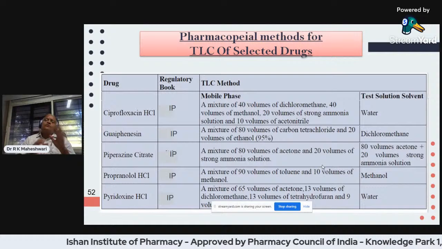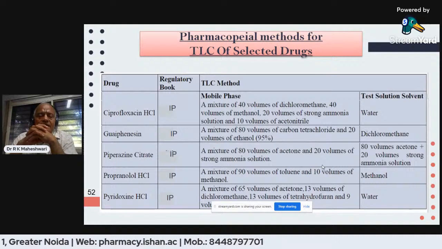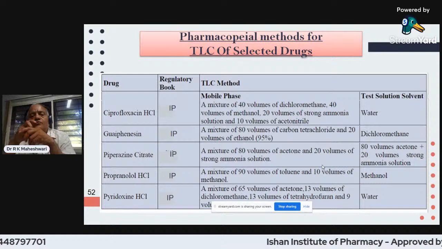So now you listen to one sentence from me: for each and every compound, whether the compound is water soluble or water insoluble, thin layer chromatography is possible with the use of hydrotropic solutions, mixed hydrotropic solutions, or the mixed solvency concept, without the use of any organic solvent.